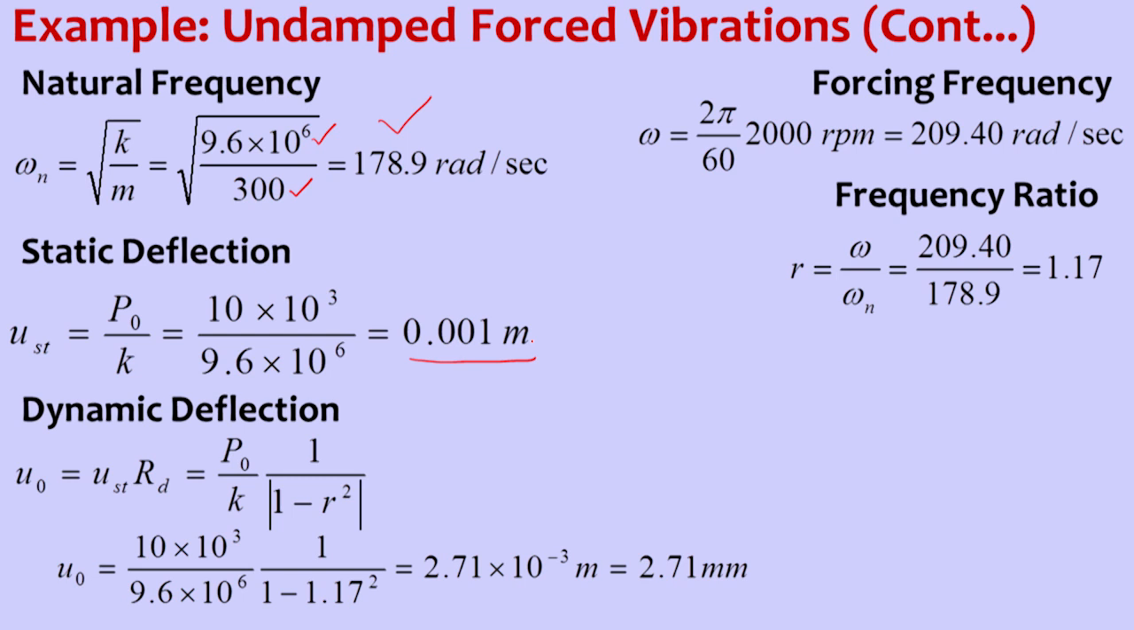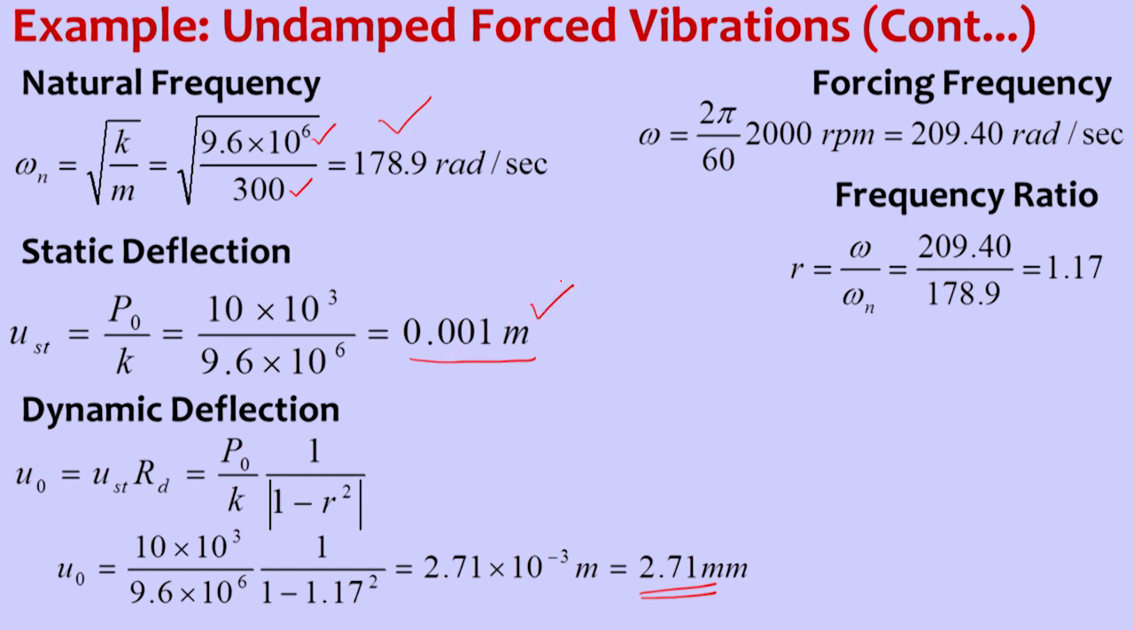And then we need to find out the dynamic deflection. For that, the equation of dynamic deflection is U0, that is the amplitude, that is UST into RD. This is the amplitude of dynamic deflection. So, use UST into RD. UST is nothing but P naught by K, and RD is 1 by 1 minus R square. If we substitute all these values, we get 2.71 millimeter as the dynamic deflection as opposed to 1 millimeter as the static deflection.